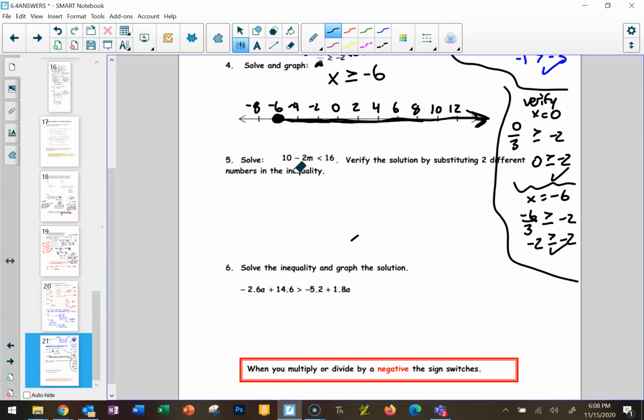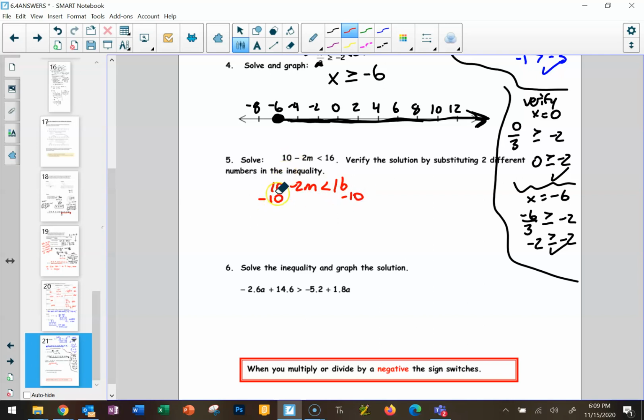All right, we'll move down here again. Solve 10 minus 2m. There's just one more step with this one because we have to isolate the variable, but it shouldn't cause us any difficulty. 10 minus 2m is less than 16. Well, let's get that 10 to the other side. I always want to keep my variables on the left side if possible, right? So we're going to have to subtract 10.